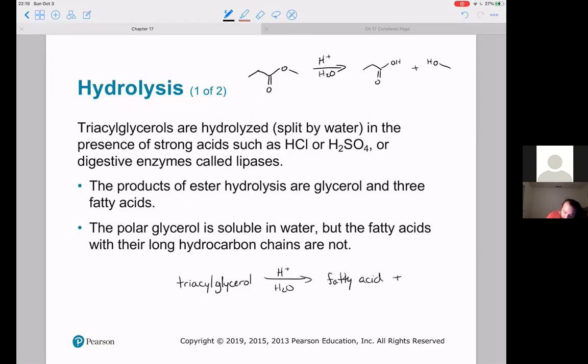call fatty acid, and the alcohol component, which is specifically glycerol in these triacyl glycerols. Oh no, they are glycerols. Okay, sorry.